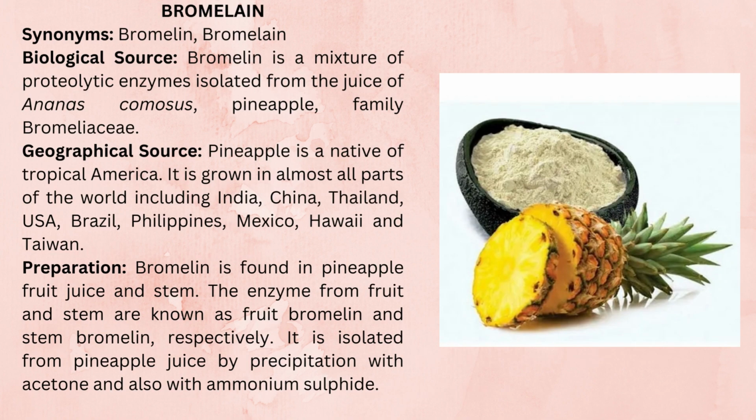The next enzyme which is obtained from a plant source is bromelain. It is obtained from the juice of the pineapple fruit, Ananas comosus, family Bromeliaceae. Bromelain can be obtained from both the fruit and stem portions. The enzyme obtained from fruit is known as fruit bromelain, and if obtained from stem juice, it is known as stem bromelain. Usually it is obtained from the pineapple juice, which is treated with either acetone or ammonium sulfate, which precipitates the enzyme bromelain.